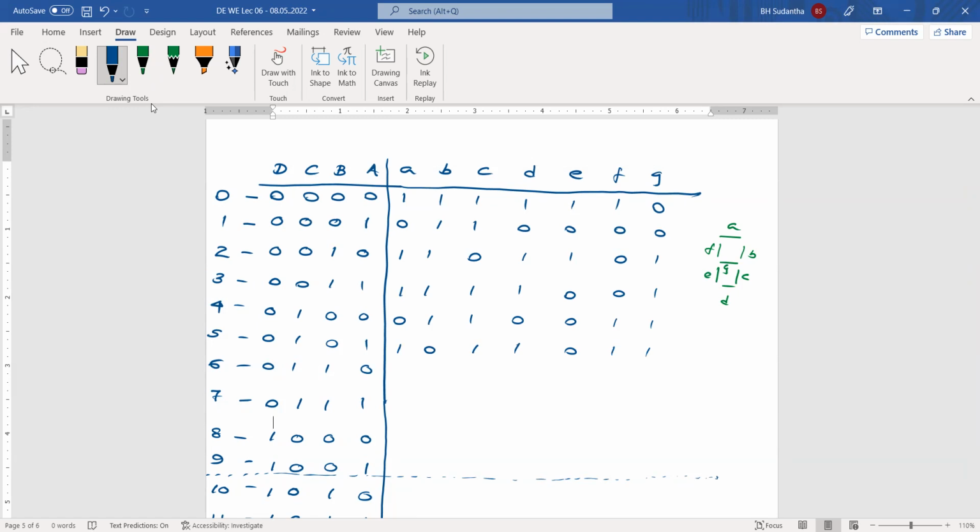6, only B should be 0. Then 7, D, E, F, G should be 0. 8, all segments on. 9, E should be 0.